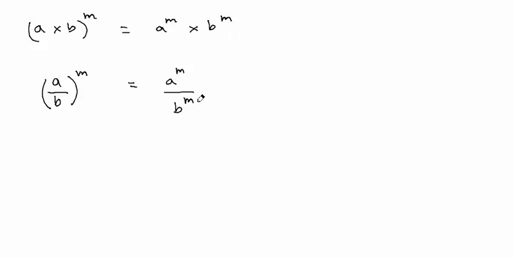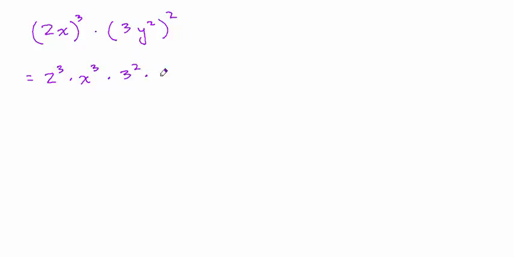Let's look at a few problems. Let's say we want to simplify 2x, all of that raised to the third power, multiplied with 3y squared raised to the second power. So this is going to be equal to 2 raised to the third times x raised to the third times 3 squared times y squared raised to the second.